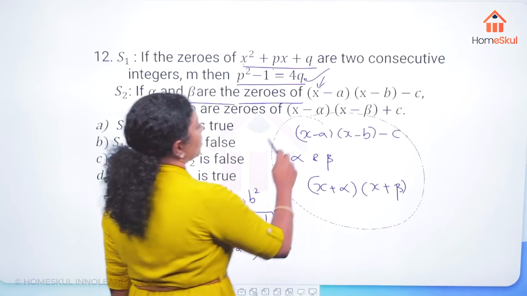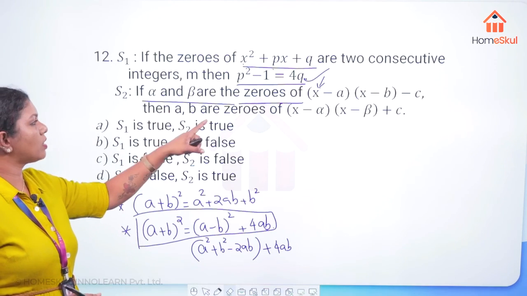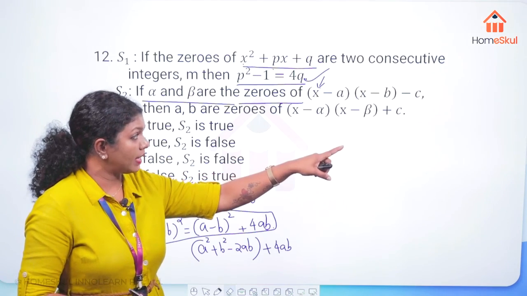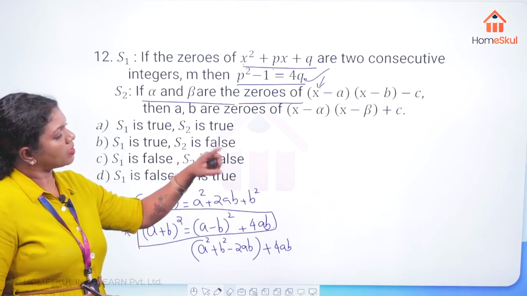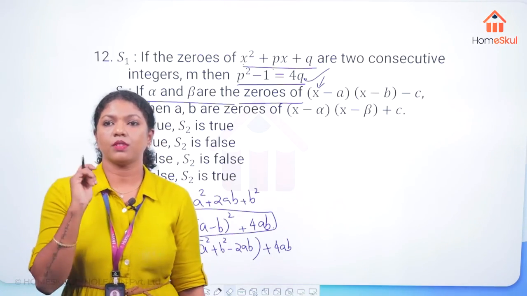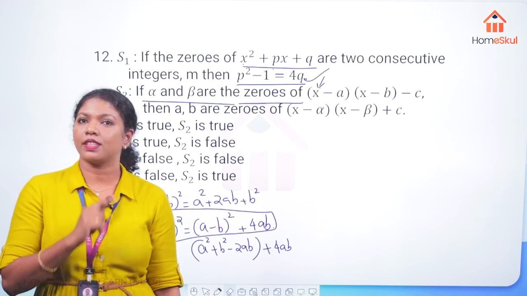x minus a into x minus b minus c. Actually, this is a true statement: if alpha and beta are the zeros of x minus a into x minus b minus c, then a and b will be the zeros of this one. That was a true statement only, but the reason I am not getting right now. I'm getting stuck, I'm really sorry for that. Then we will see in the next class and we will continue this one.